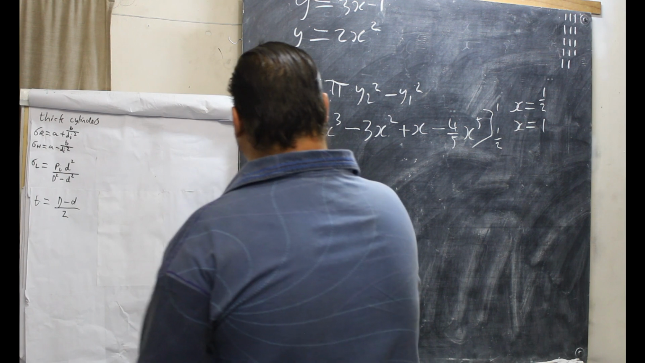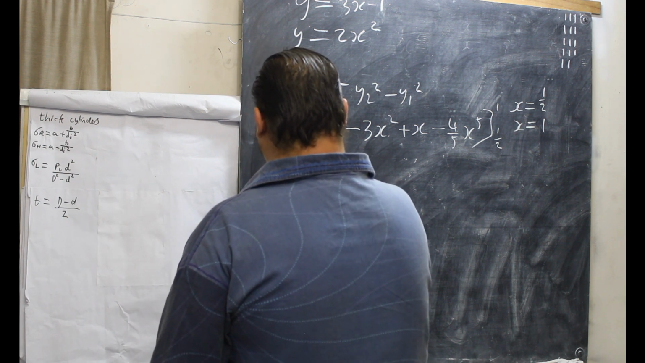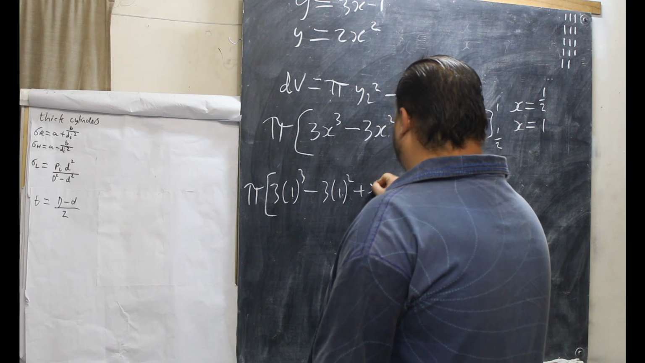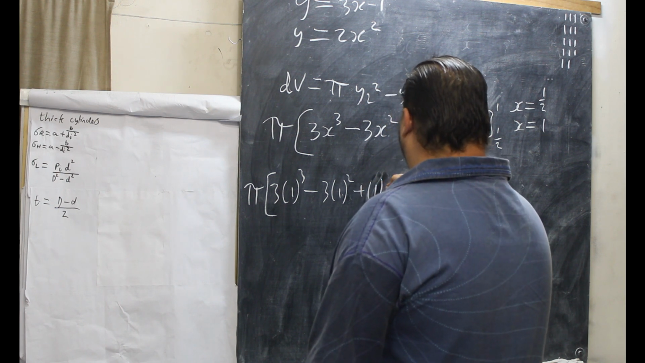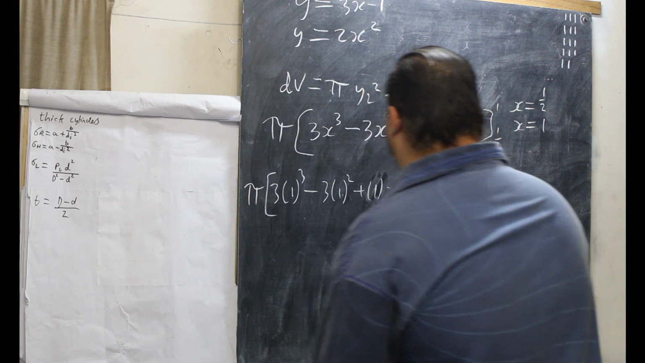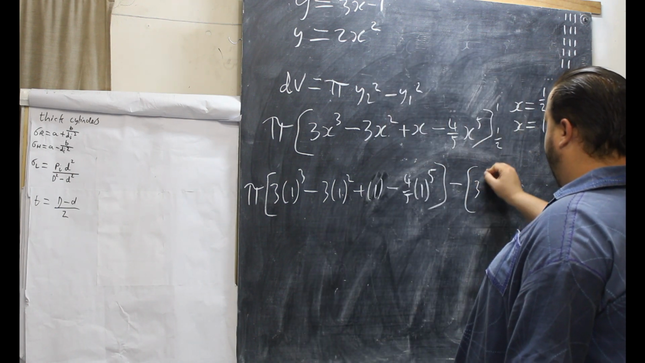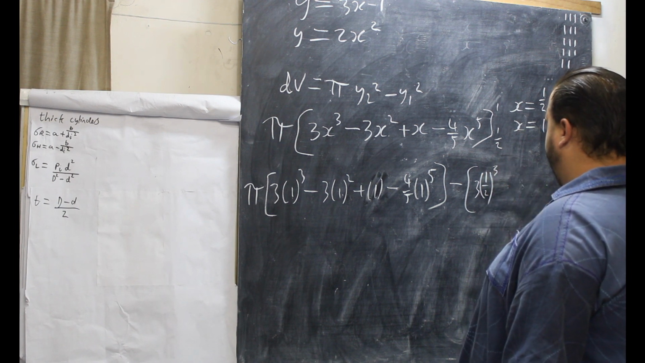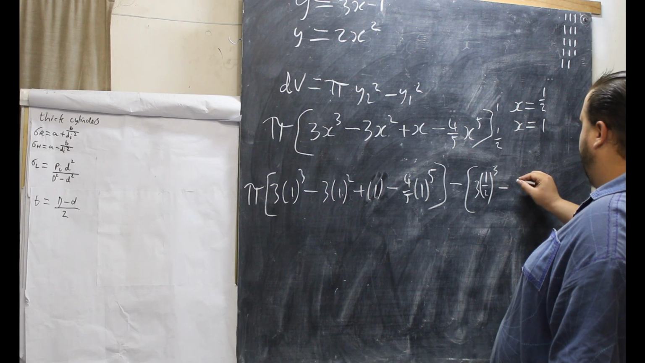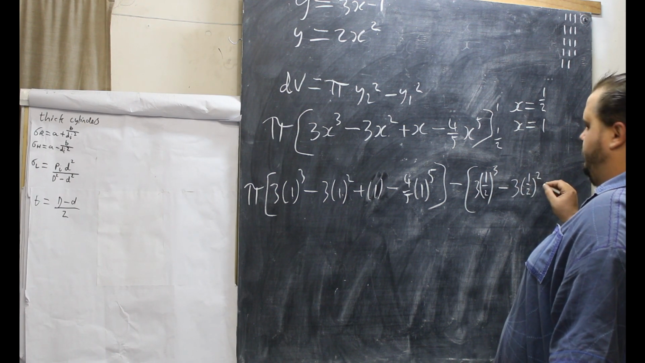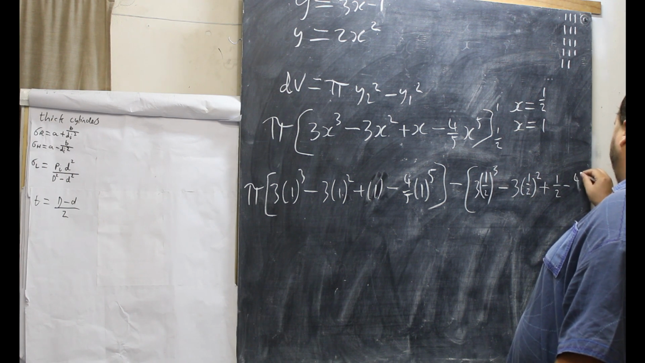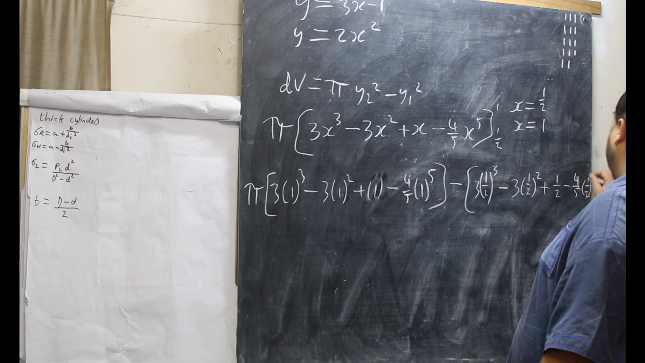Right, now we just stick in our values. Pi times 3 times 1 to the 3 minus 3 times 1 to the square plus x plus 1 minus 4 to the 5th times 1 to the 5th power, minus 3 to a half to the power 3, minus 3 times a half squared plus a half minus 4 over 5 to a half to the 5th power.